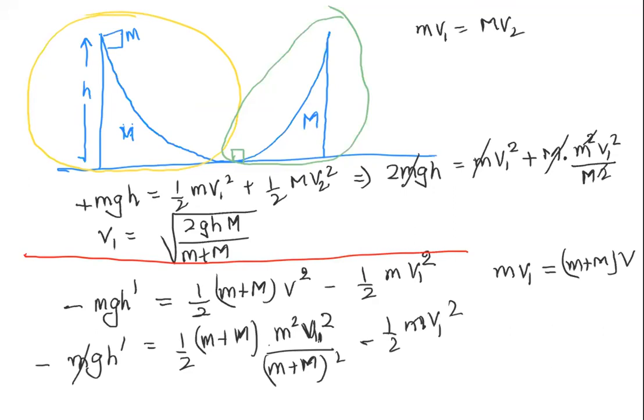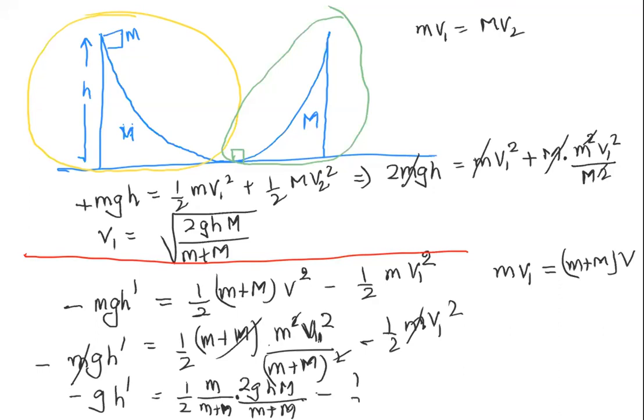This m cancels, m plus M. Minus gh dash is equal to half m upon m plus M into v1 square, 2ghm upon m plus M, minus half 2ghm upon m.